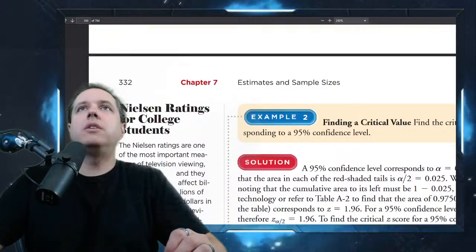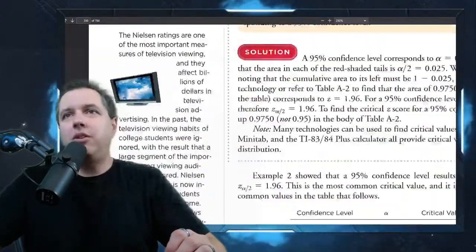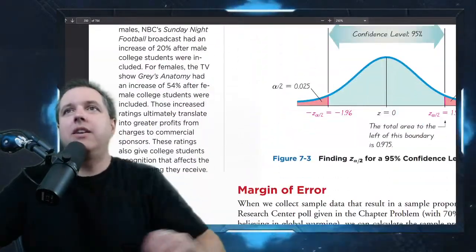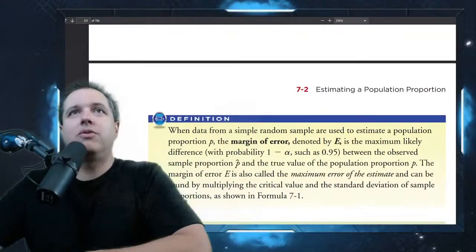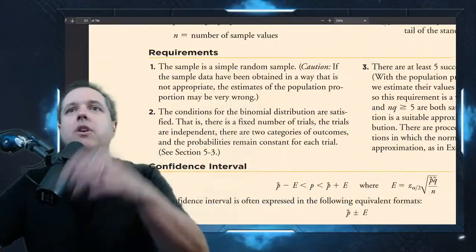Let's see. I'm not familiar with this new text yet. I didn't have a chance to go look it all over. Where are we?